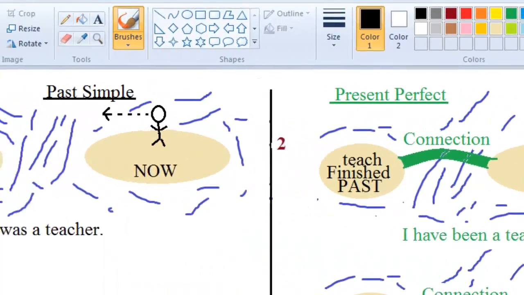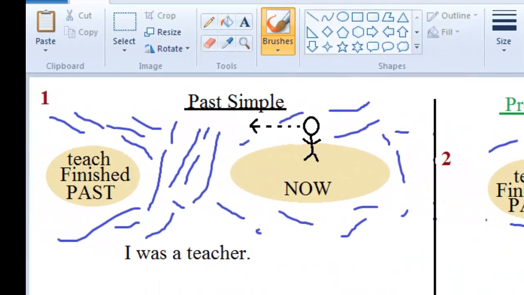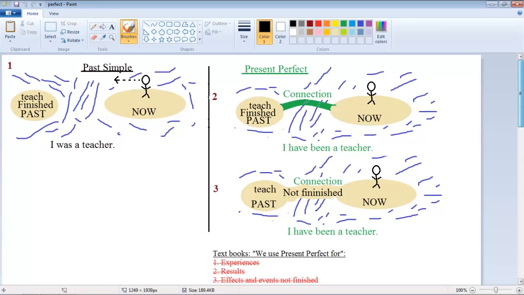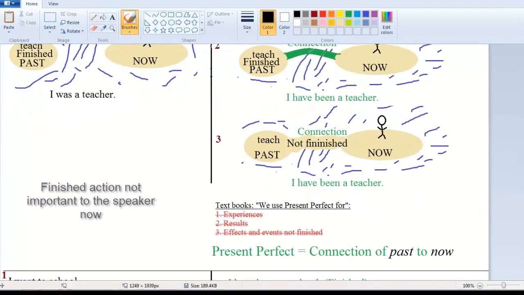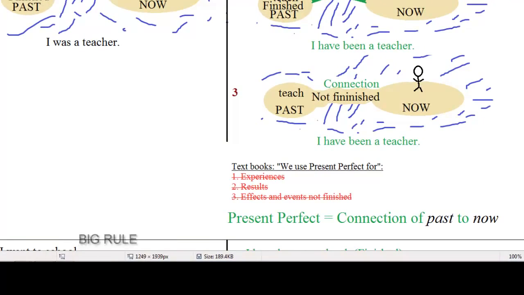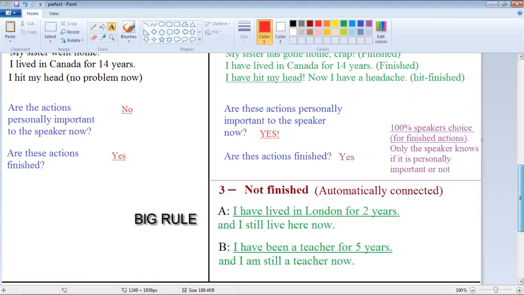Yeah, okay. I have been a teacher. Yes, that's an experience, but the past simple sentence I was a teacher is also an experience. So I have just broken this rule. Telling students we use present perfect for an experience doesn't explain anything. Telling students that we use present perfect for an experience or for results or effects now is not very helpful. It's a useless rule that can be broken. What you should know about the present perfect is that maybe the experience is important now. In the past simple, it's an experience as well, but it's not important. Big rule here, and that there's a connection from the past to now.